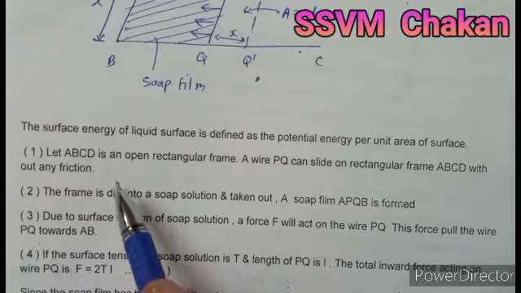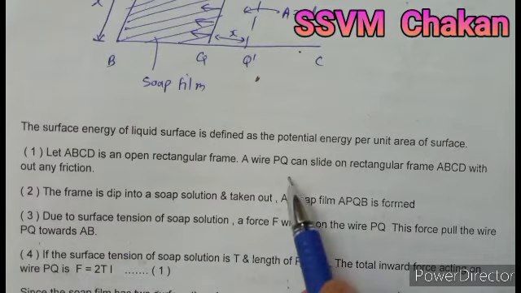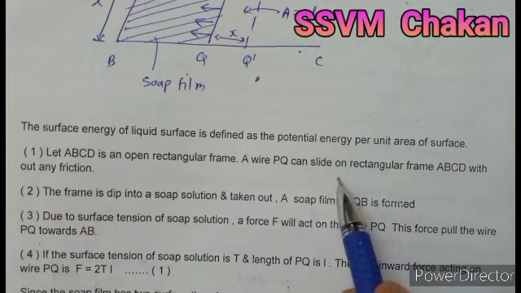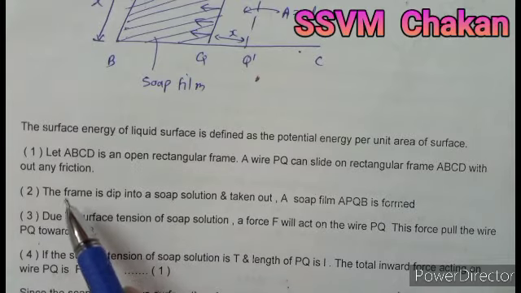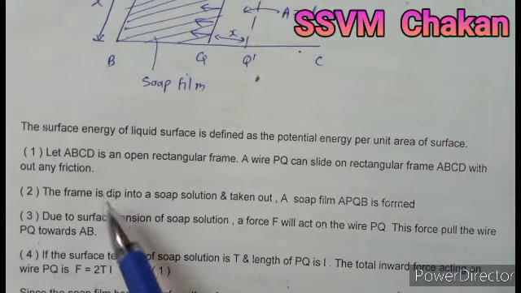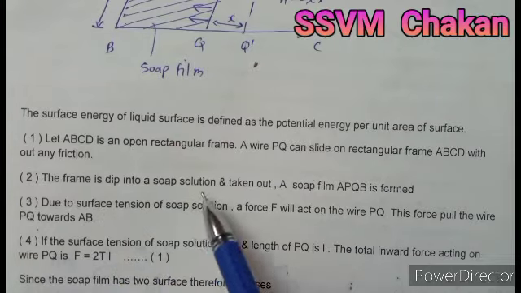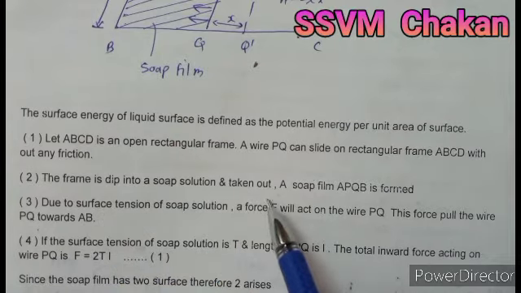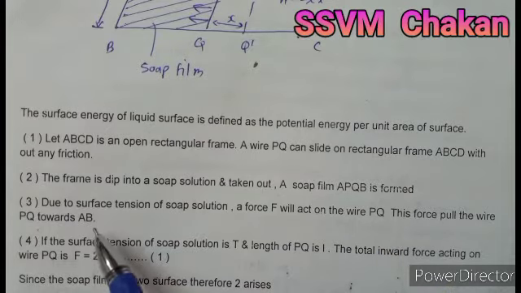Let ABCD be an open rectangular frame. A wire PQ can slide on the rectangular frame ABCD without any friction. The frame is dipped into a soap solution and taken out. A soap film APQB is formed.